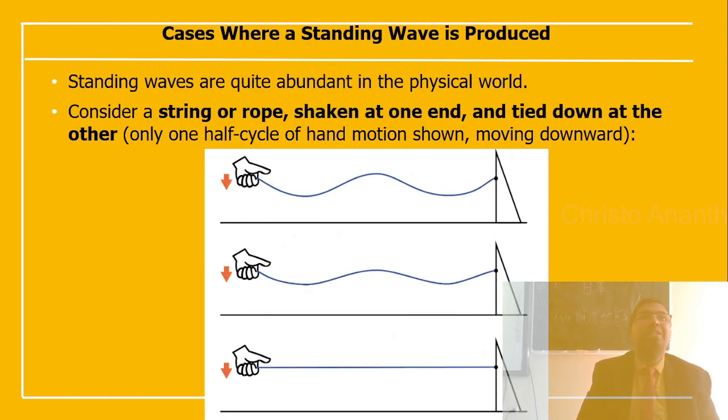So these are the cases where a standing wave will be produced. We already saw this example. Consider a string or rope shaken at one end, while the other end is tied. Only one half of the cycle of the hand motion is being shown, so that will be moving downward. It will form a wave, and then it will subside. The line will be straight.